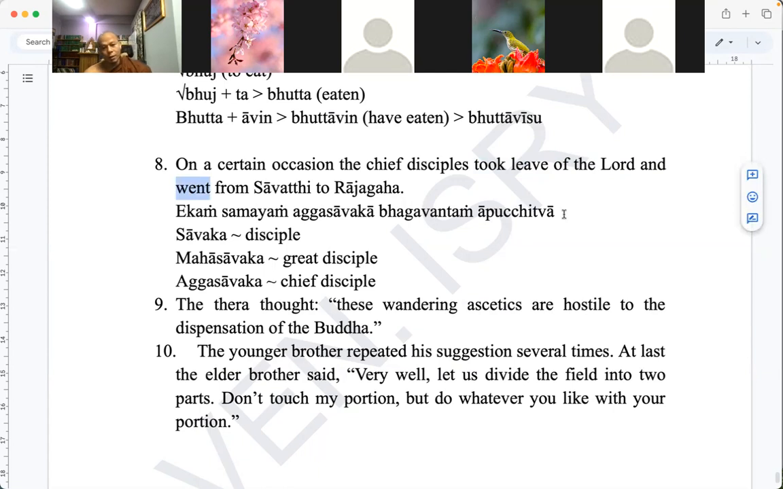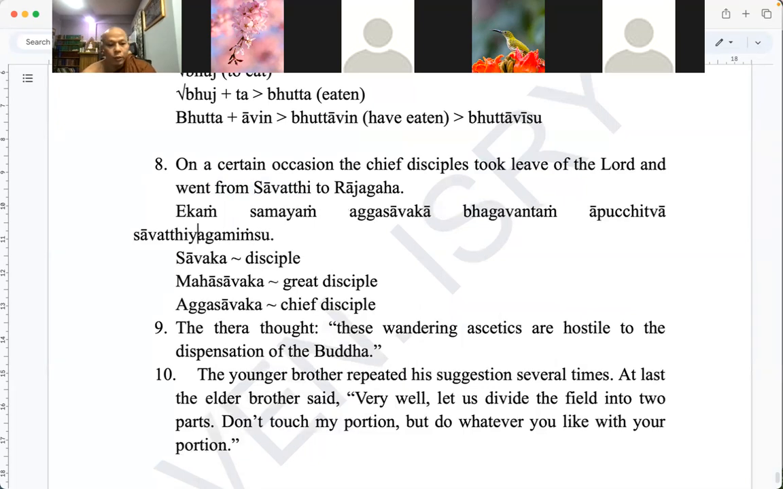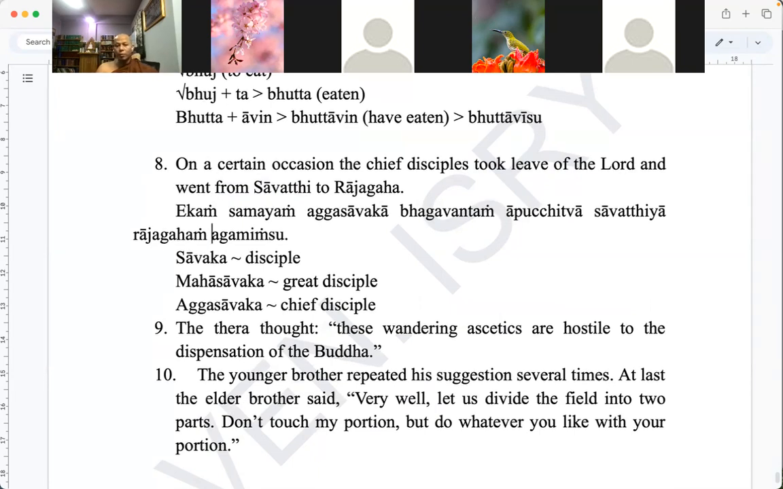So went. Agamensu, past tense. Agamensu. From Sawati to Rajagaha. So Rajagaham Agamensu. Sawatiya, Sawati is feminine gender, so Sawatiya is also ablative case. From Sawati, to Rajagaha, Agamensu, went. So went from Sawati to Rajagaha. So Ikan Samayan Ega Sawaka Bhagawantan Abochetdawa Sawatiya Rajagahan Agamensu.